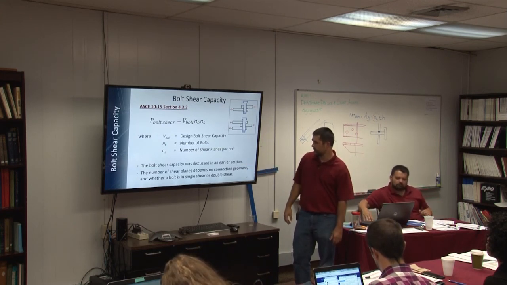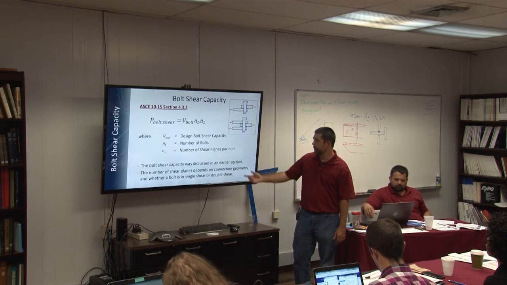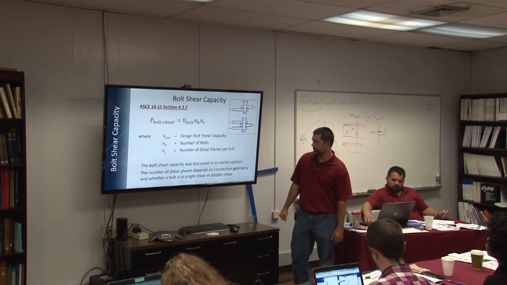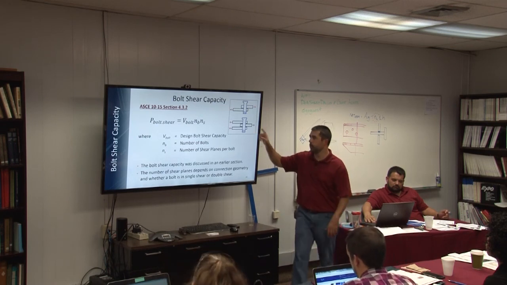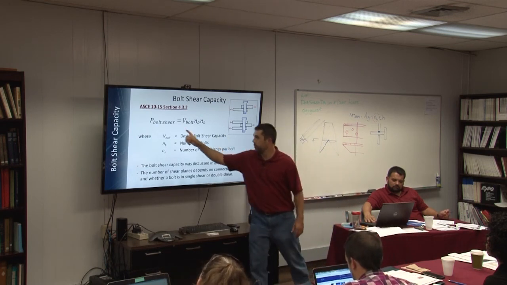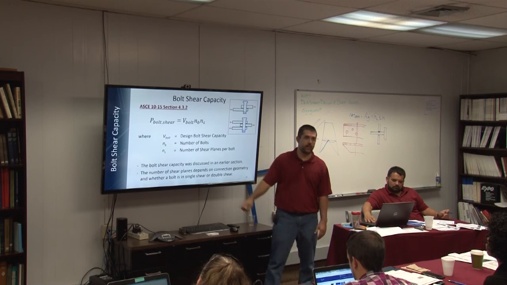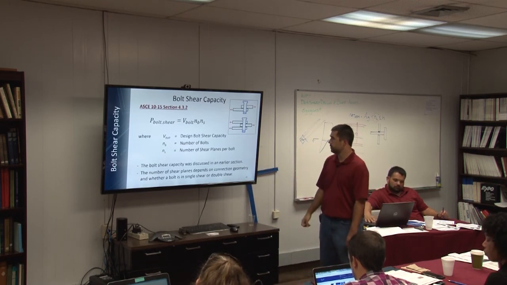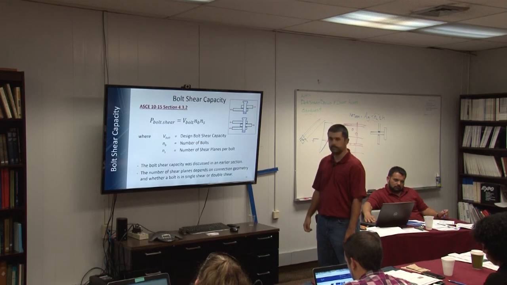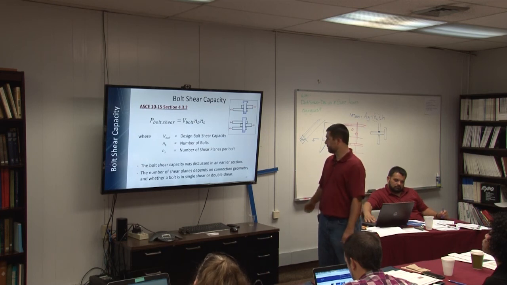Shear capacity was discussed in an earlier section, and the number of shear planes depends on connection geometry and whether a bolt is in single shear or double shear. So really this one is more about your bolt table. What do you specify as the shear capacity of the bolt, than it does about how you actually model the member. What you were saying before is pretty much use the thread, use the weak, other than that 500 tower that uses those special. That's right.